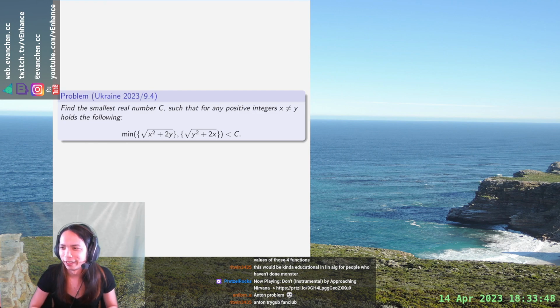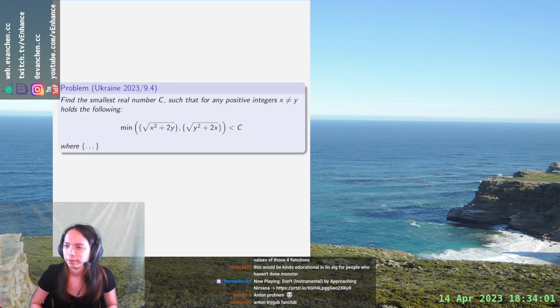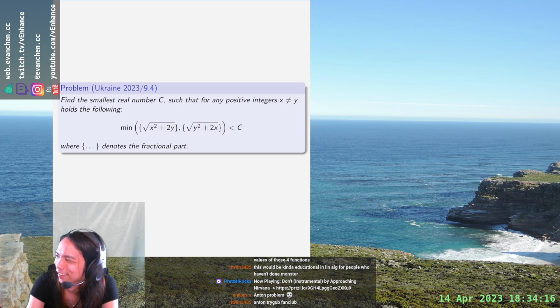Does this count as algebra or number theory? I actually have no idea. And I should be clear, the curly braces are the fractional part. What the heck? Yeah, unfortunately the braces are completely off.